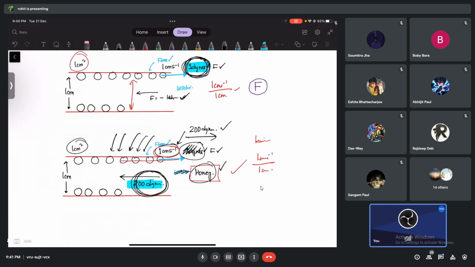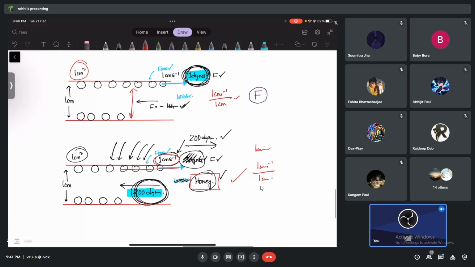What does it mean indirectly? If I need some force to make water move under the same conditions, and I want the honey also to move, then in case of honey I will need 200 times stronger force than the water, and that means the coefficient of viscosity for honey is 200 times that of the value of what? Water.